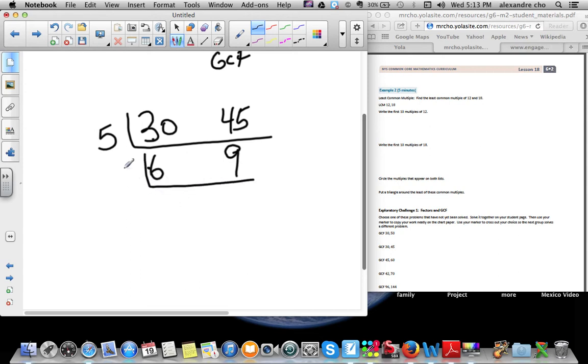Do it again, because there is another number that goes into both, which is 3, and that gives us 2 and 3. Is there another number that goes into 2 and 3 as well besides 1? No, there isn't. So the GCF is these two numbers multiplied, which gives you 6. That's your slide method.